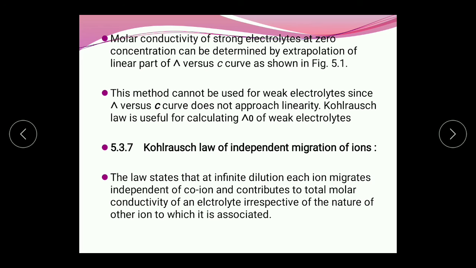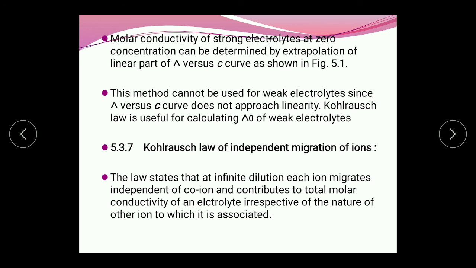But what happens at infinite dilution according to this law? At infinite dilution, these two ions have no relation with each other. They migrate independently, they move independently. Actually, because of their charges, they have a relation with each other. There is a force of attraction between cation and anion. But at infinite dilution, what happens? Each ion migrates independent of its coion, and thus contributes to the total molar conductivity of an electrolyte irrespective of the nature of the other ion to which it is associated.